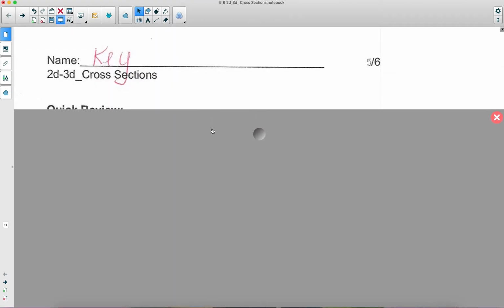Our lesson is going to be talking about two-dimensional rotations into three-dimensional solids as well as cross sections of solids.